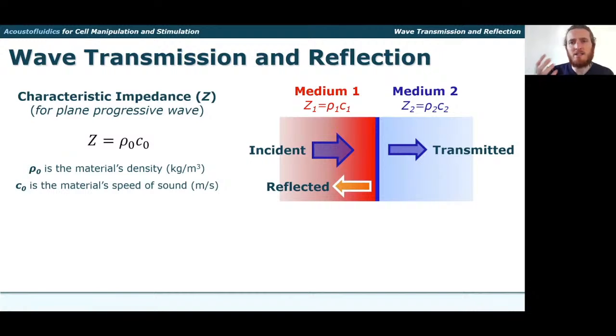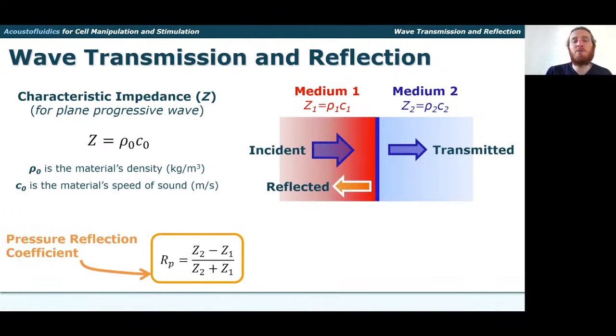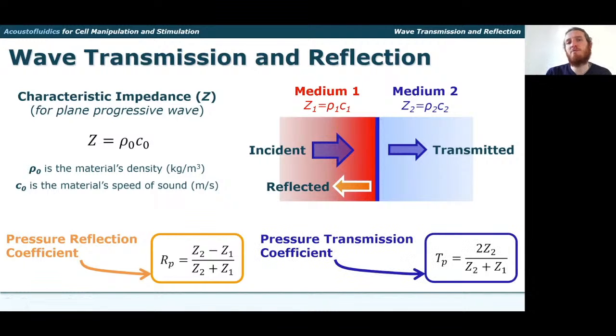And the extent of reflection and transmission can be determined through certain specific parameters, which are of some practical utility, for example, when designing an acoustofluidic resonator. And these are, for example, the pressure reflection coefficient, which is defined as Z2 minus Z1 over Z2 plus Z1, and the pressure transmission coefficient, which is defined as 2Z2 over Z2 plus Z1.